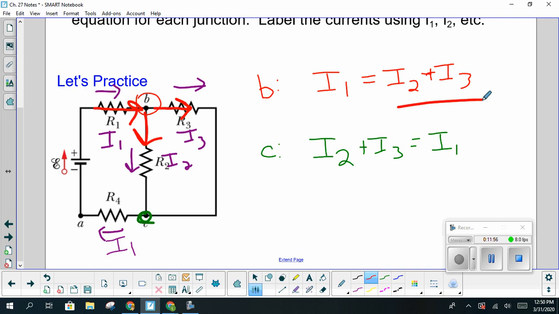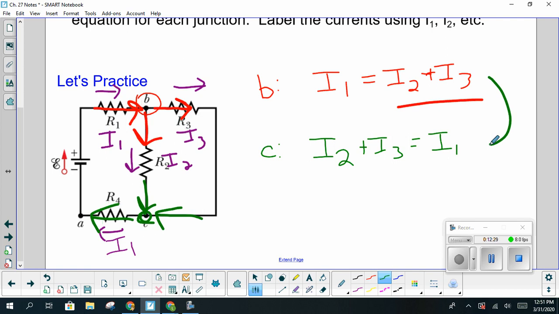If you take a look then at C, you're going to see something similar. We've got I2 and I3 coming into the junction, and then I1 or I4 going out of the junction. Now, notice that these two equations are not independent of each other. They're essentially the same thing. And so using the junction rule, typically you only use it in solving a circuit diagram once, maybe twice at the most. You're not doing it over and over again. But again, we're going to see more of those examples in a little bit.